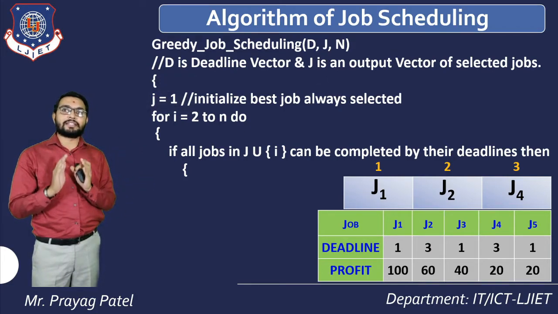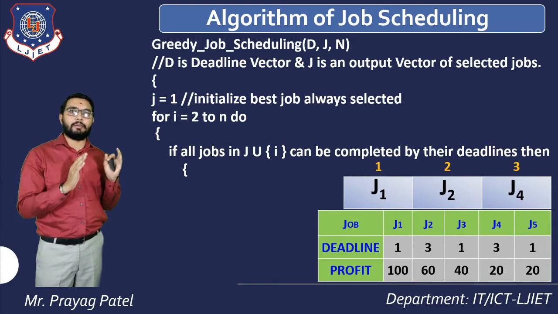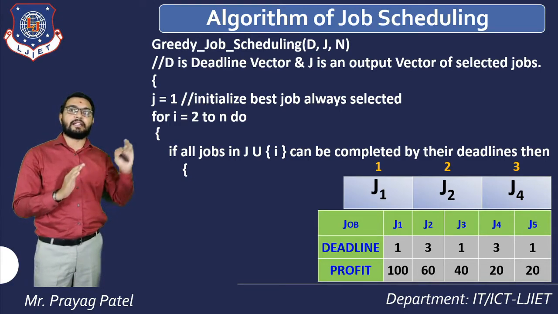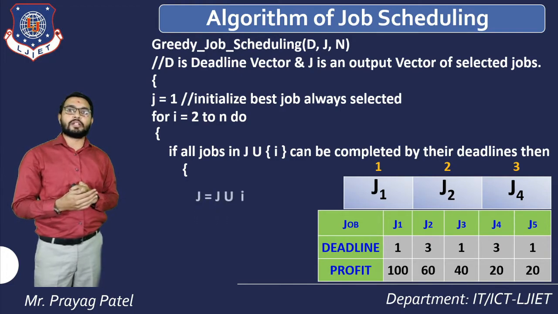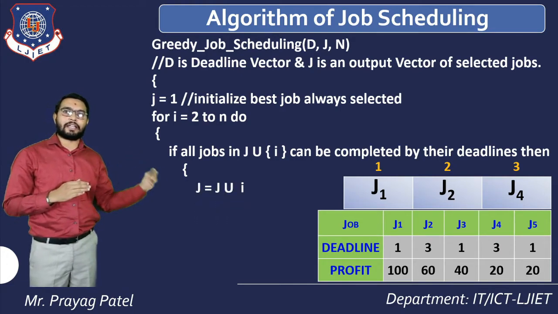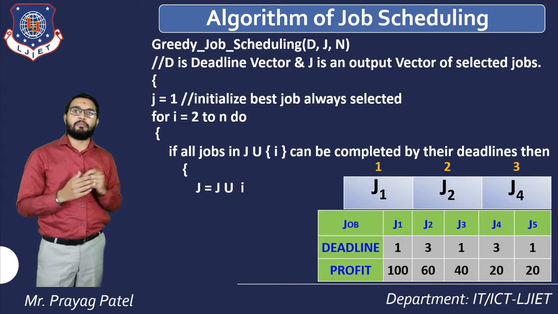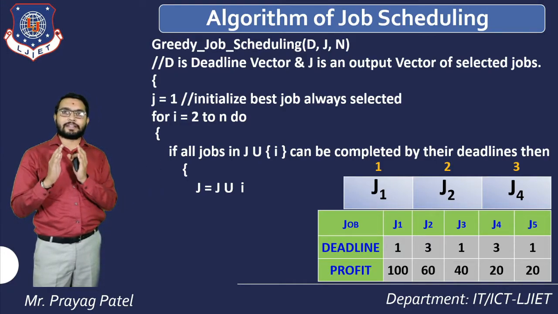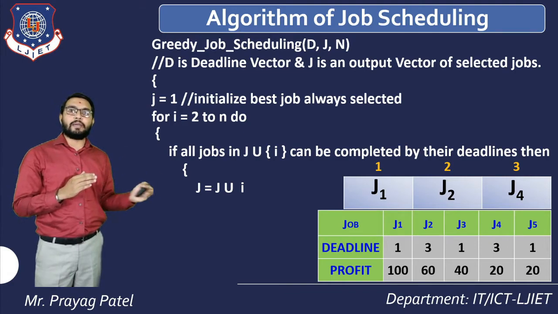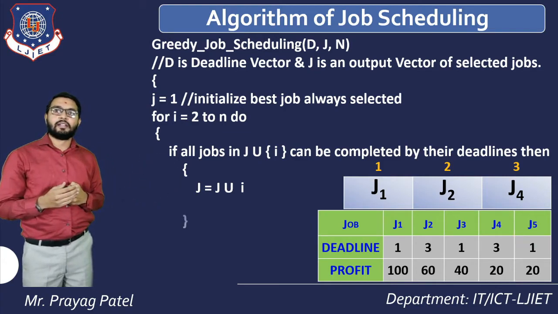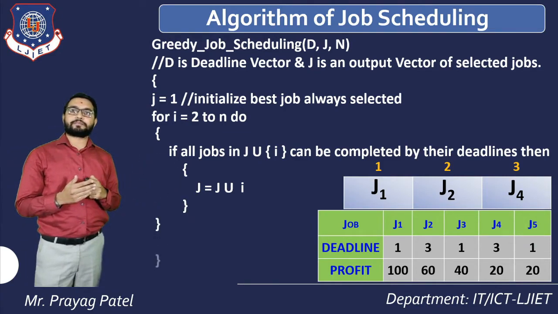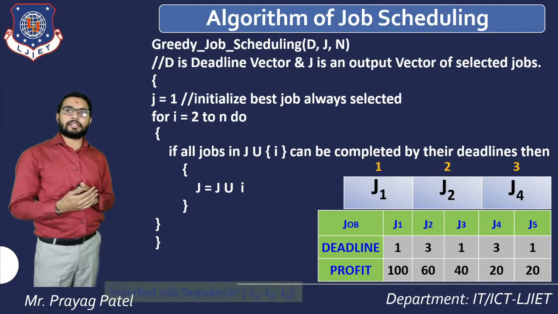If the condition is satisfied, meaning the job can be completed according to its deadline, then we select this job. Now if the condition is satisfied, then we set J equal to J union I. Already J is considered as the first job, then union I means the second job, so 1 and 2. Next consider 1, 2 and 3, like this. After that, the final algorithm is this.